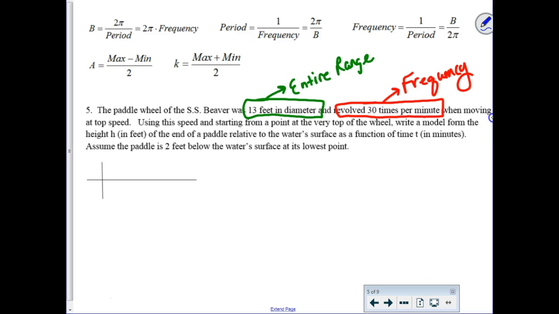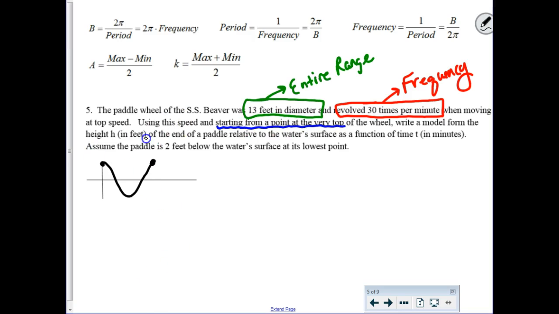And then, of course, there's more clues. It says that we're going to start from the very top. What does that mean? Good. You're going to be having a cosine graph. So I'm just going to go ahead and sketch what is likely to be a very ugly cosine graph, so I don't forget that this is cosine.